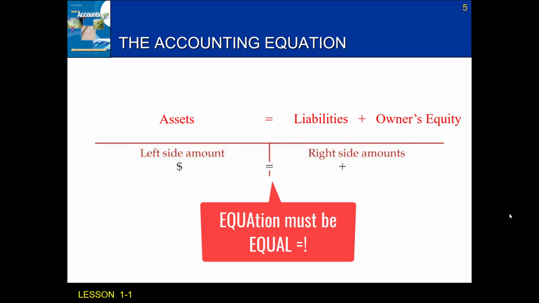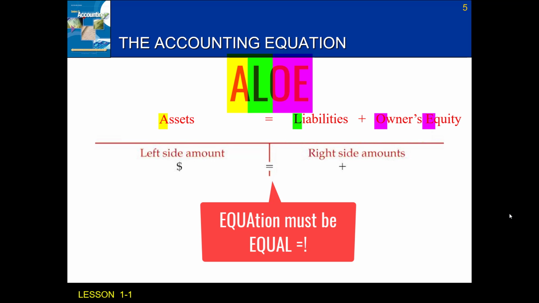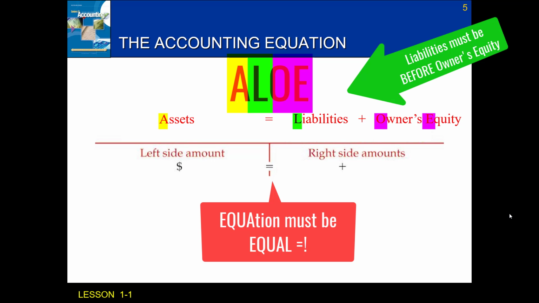Some students told me that the way they really like to remember this is by ALO, like aloe vera. A for assets, L for liabilities, OE for owner's equity. It spells ALO. But it is important that the equal sign and the plus sign are in the right spot, and liabilities comes before owner's equity. I also look at this and it's like, okay, it's in alphabetical order, ALO.